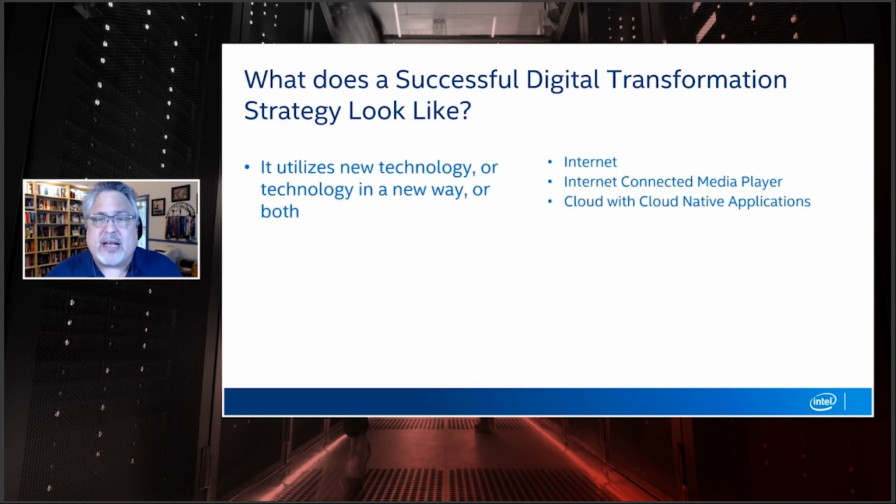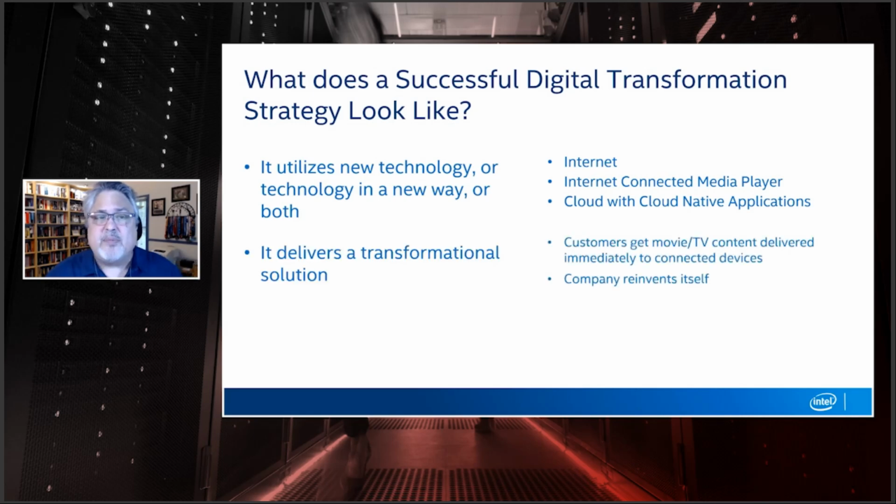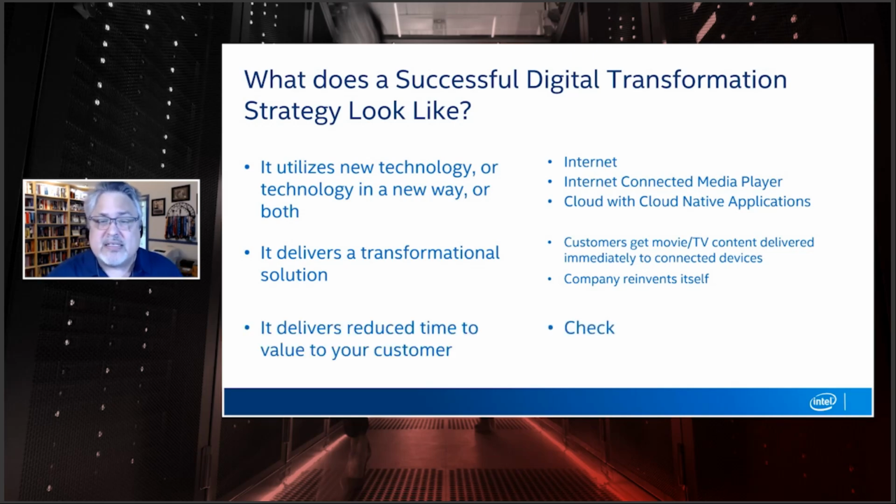Okay, in terms of new technology, the internet connected media players, and then for the ordering of the media, a cloud with back-end cloud native applications. The customer effect of the transformational solution is that customers get their movie, media, and TV content delivered immediately to their home, right, to their devices. And in this instance, the company reinvents itself, right? They transform their own business. And of course, the reduced time to value for the customer is clear. And of course, in this example, it's Netflix.